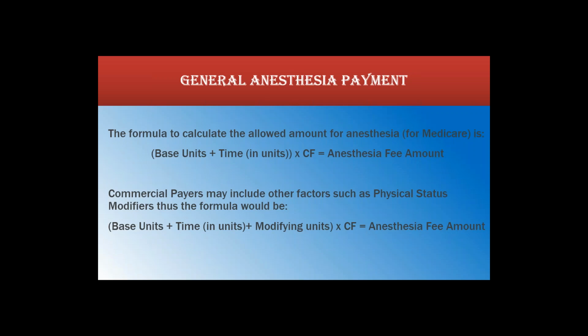General anesthesia payment. The formula to calculate the allowed amount for anesthesia for Medicare is base units plus time in units times the conversion factor, which equals our anesthesia fee amount. Commercial payers may include other factors such as physical status modifiers. Thus, the formula would be base units plus time in units plus modifying units times the conversion factor, which would give us our anesthesia fee amount for commercial payers.